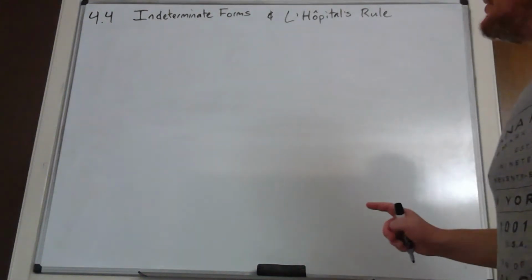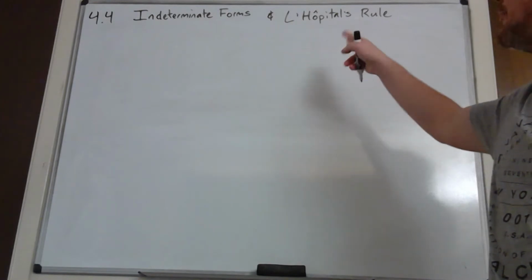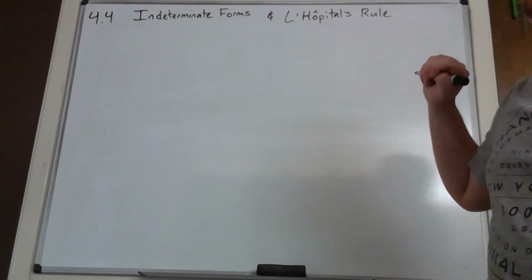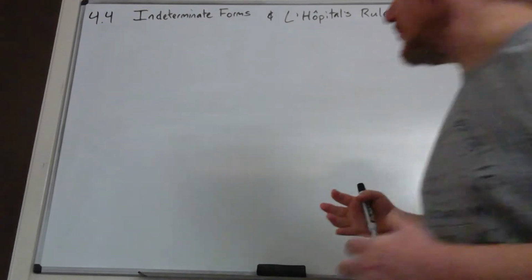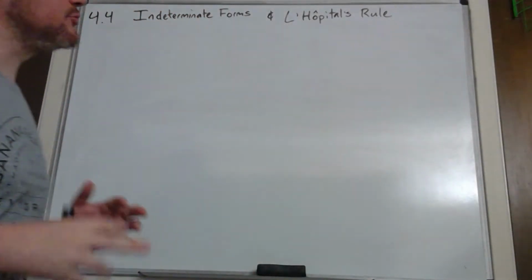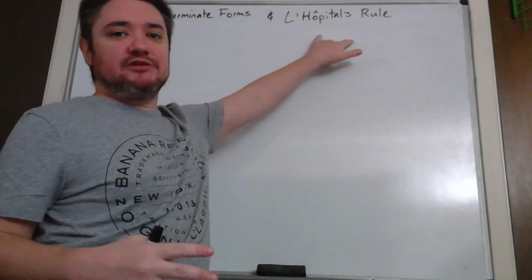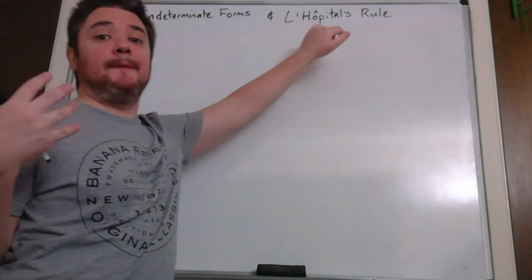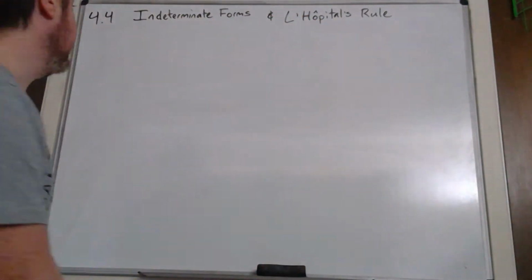Okay, folks, this video is from section 4.4 called Indeterminate Forms and L'Hopital's Rule. An indeterminate form is a particular form or expression that we get upon taking a limit of a ratio. If we get an indeterminate form, then this rule, L'Hopital's rule, is a method to simplify or change the expression and then try the limit again.